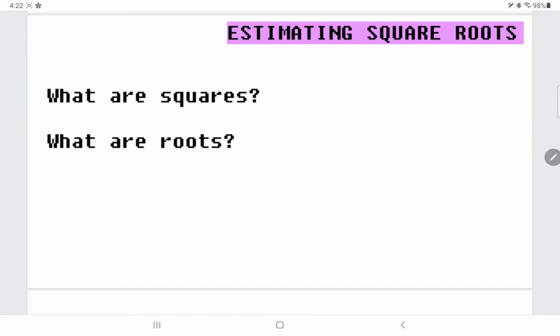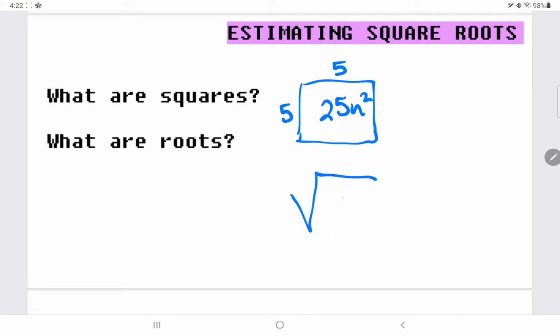So estimating square roots. Whenever we're talking about squares, we're also talking about the shape. And we know that squares are the same on all sides. But that's what makes square units whenever we're talking about area. So a square root is just undoing a square. So whenever we have the area of a square, it's going to be 25 square units. To undo 25, it's what number was multiplied by itself to get 25. That looks like this, the square root of 25.